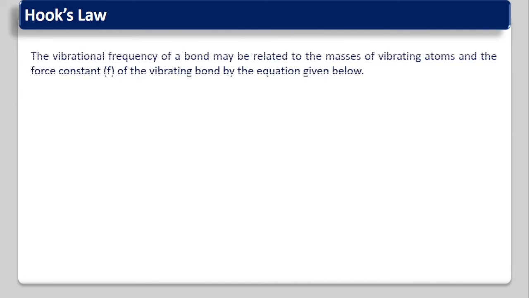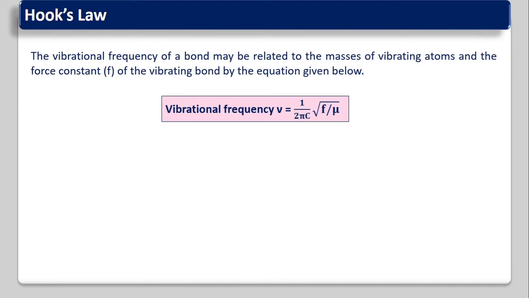Now we'll see Hooke's law. The vibrational frequency of a bond may be related to the masses of the vibrating atoms and the force constant of the vibrating bond. That is given by the equation called Hooke's law. So the vibrational frequency nu is equal to 1 upon 2 pi c, under root f upon mu.